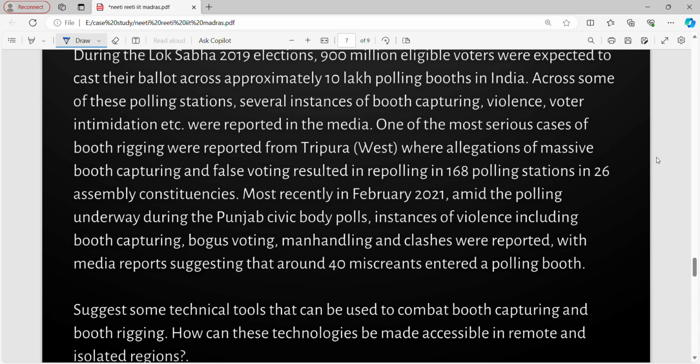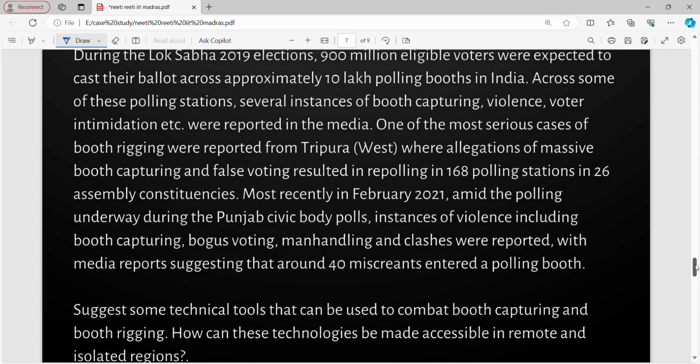One of the most serious cases of booth rigging was reported from Tripura, where allegations of massive booth capturing and false voting resulted in repolling in 168 polling stations in 26 assembly constituencies. Most recently, in February 2021, amid the polling underway during the Punjab civic body polls, instances of violence including booth capturing, bogus voting, manhandling and clashes were reported, with media reports suggesting that around 40 miscreants entered a polling booth.